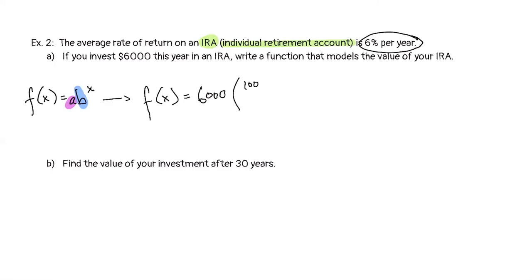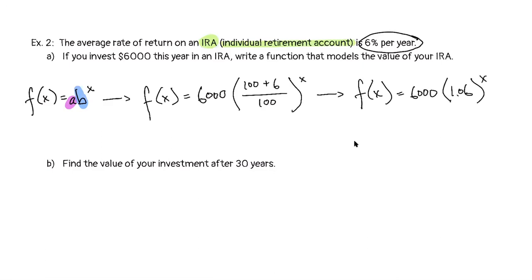Yeah, we sure hope we are investing in a situation where our money's growing, right? We don't ever want to invest in a situation where that money is shrinking. So we're going to do 100 plus 6, and then we'll divide it by 100 to get it into the decimal, and put the x, because we don't want to forget about the exponential part. And when we clean this up, we'll get f of x equals 6,000 times 1.06 to the x.